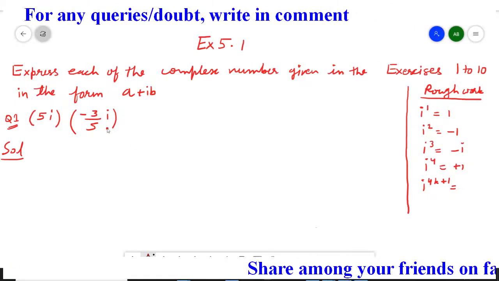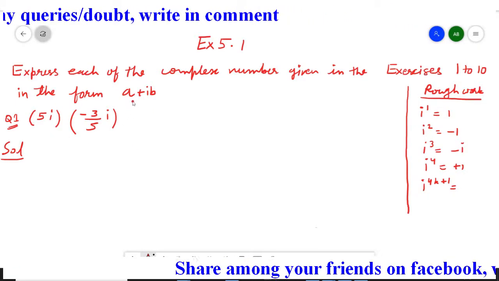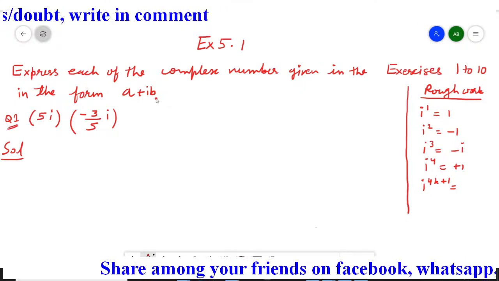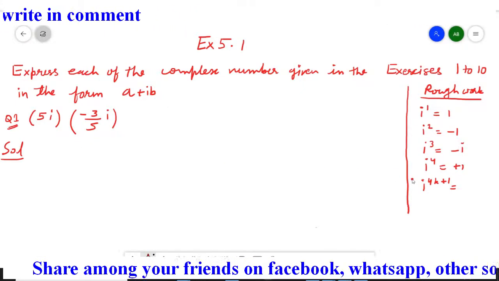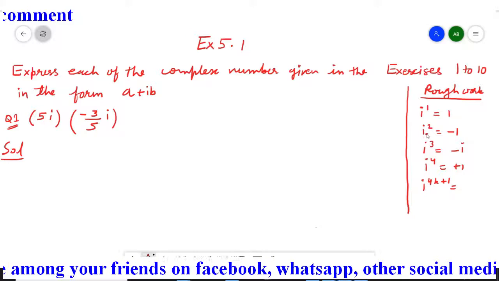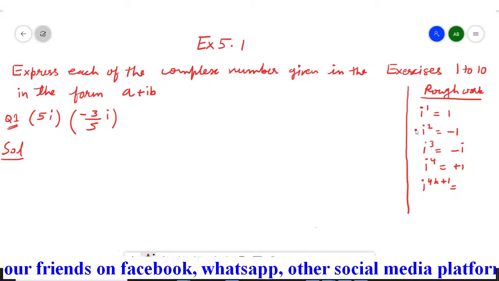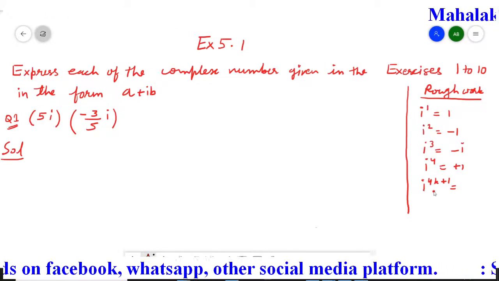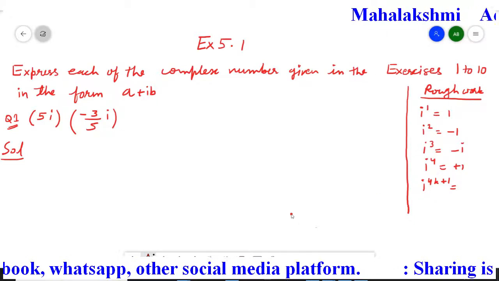So the given question is this, and we have to express it in the form of a plus iota b. Before doing this question, I wrote some formulas here which are already given in our NCERT book. Go through them, and you must learn all these formulas because I am going to use them in the given question.